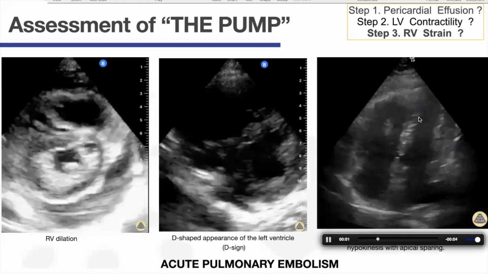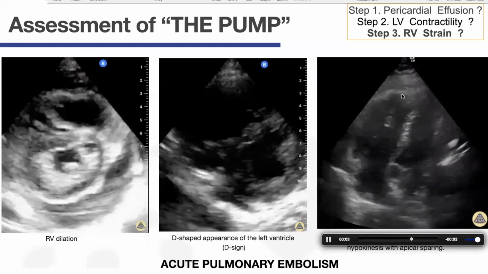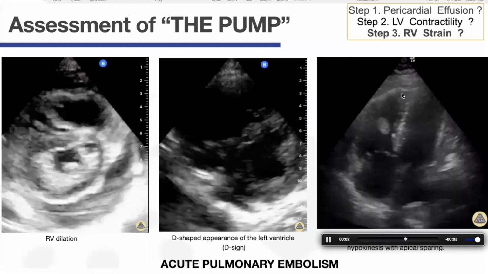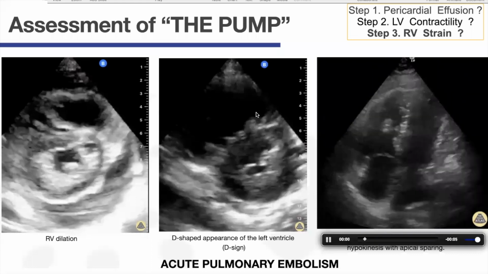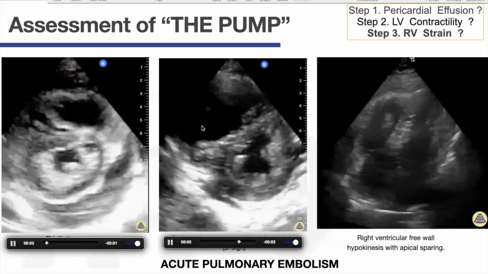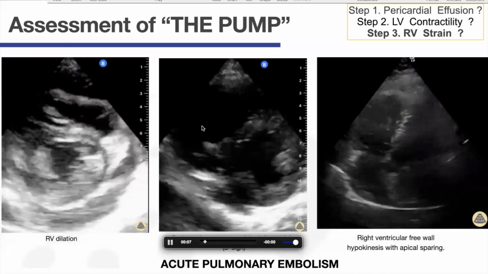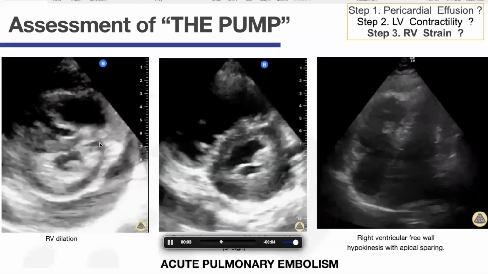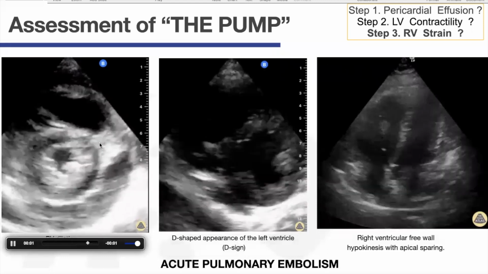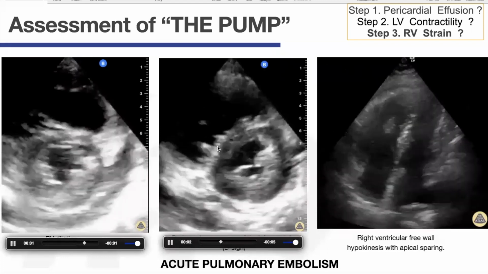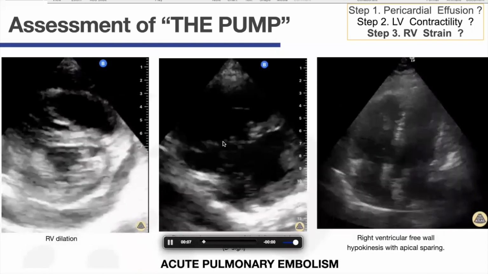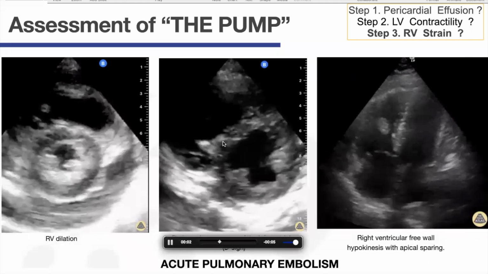Okay, and in this video you can see there's hypokinesia of the apical wall, suggesting a McConnell sign. Again, on both of these images or videos, you can see this is the short axis view of the left ventricle, and it shows the bowing of the right ventricle and a D shape of the ventricle as well.